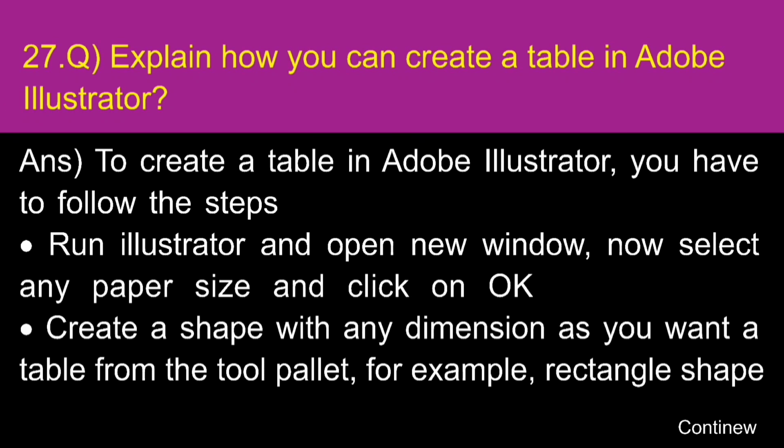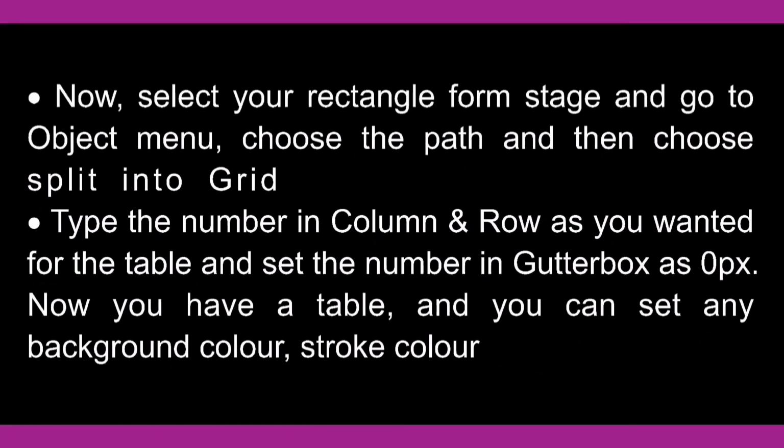Explain how you can create a table in Adobe Illustrator. To create a table in Adobe Illustrator, you have to follow these steps. Run Illustrator and open a new window. Now select any paper size and click on OK. Create a shape with any dimension as you want for the table from the tool palette, for example a rectangle shape. Now select your rectangle from the stage and go to the Object menu, choose Path and then choose Split into Grid. Type the number in column and row as you want for the table and set the number in the gutter box as 0 pixel. Now you have a table and you can set any background color and stroke color.